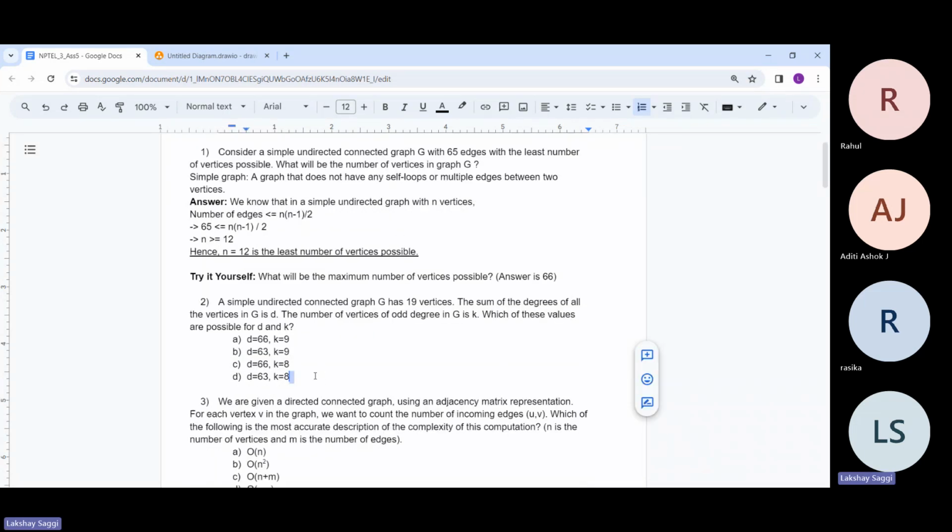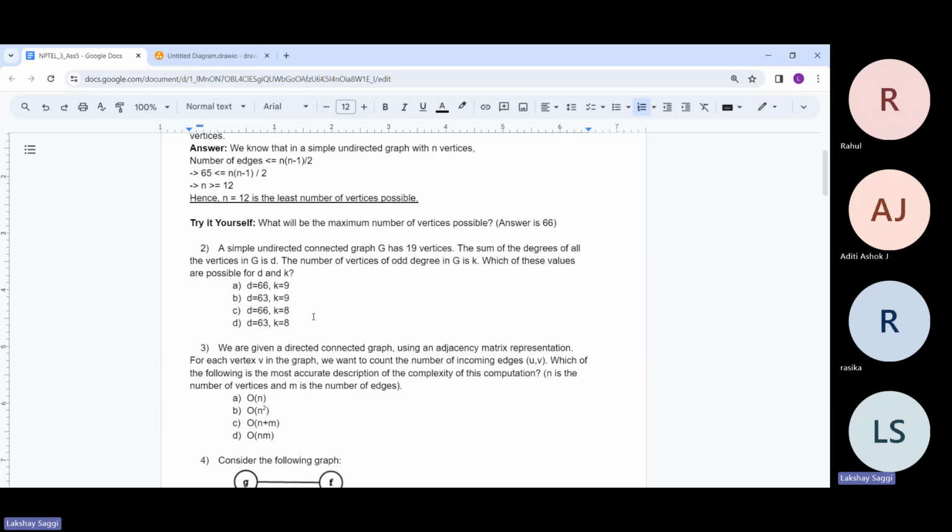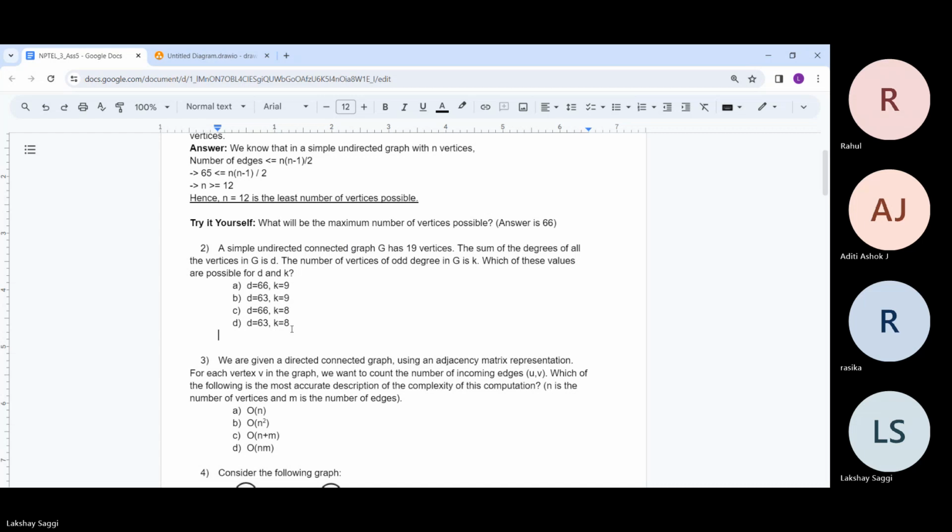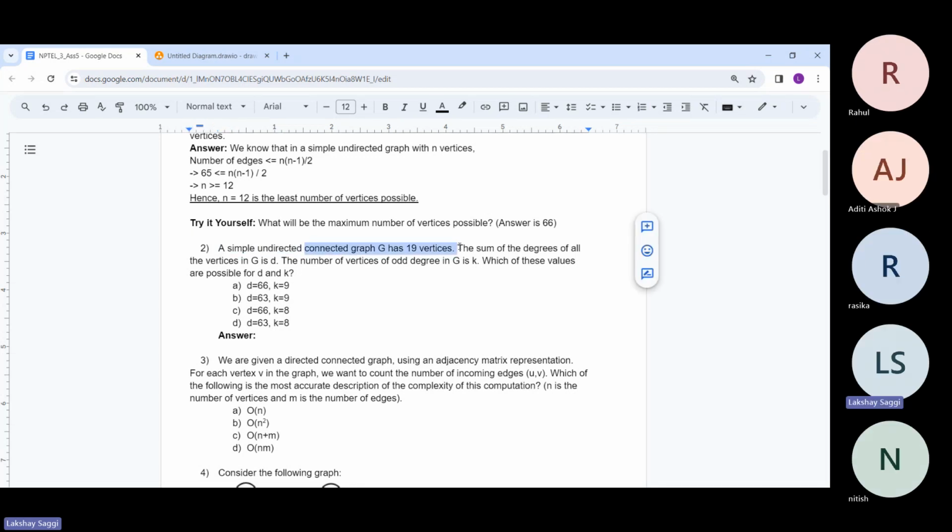The second question says that a simple undirected connected graph has 19 vertices. So the graph is connected, simple and undirected, and the sum of degrees of all the vertices in G is D. The number of vertices of odd degree in G is K. So there will be some odd degree vertices and some even degree vertices in the graph. We need to find out what are the possible values for D and K.